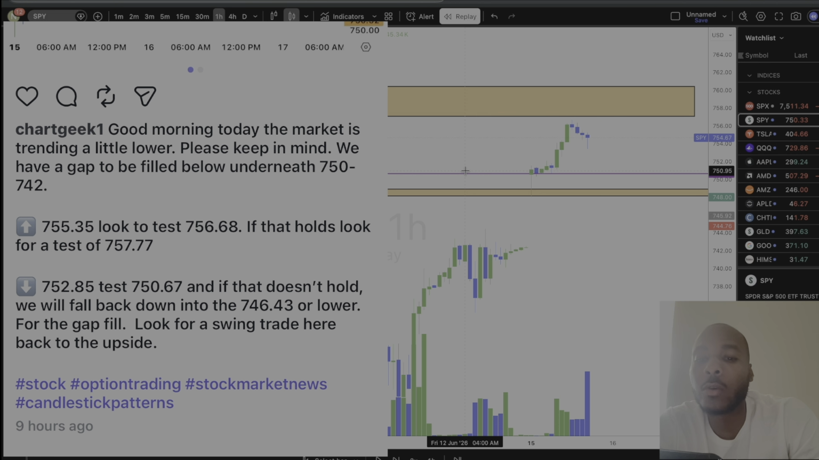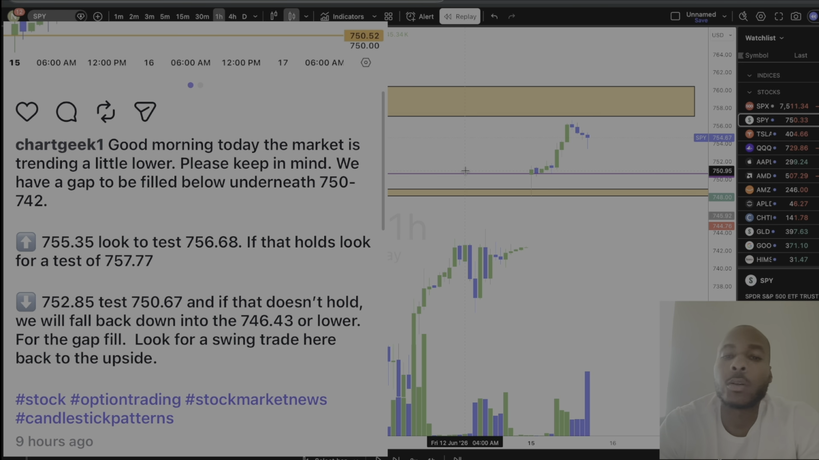Below 752.85, we are going to test 750.67. And if that doesn't hold, we will fall back down into 746.43 or lower for the gap fill. From there, you want to look for a swing trade back to the upside. All right. So that's what I have there.